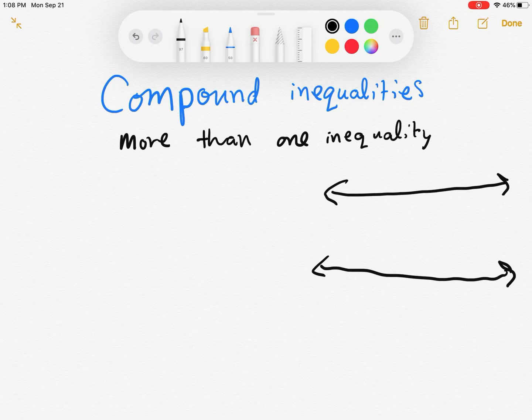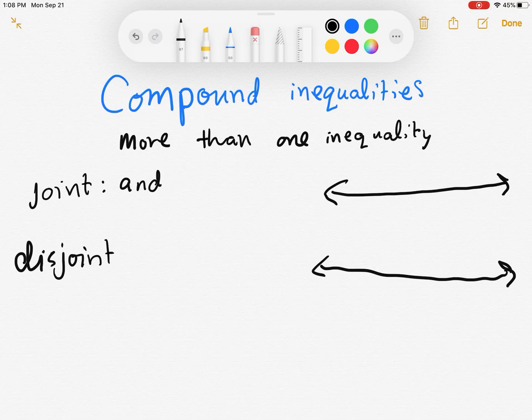There are two basic categories of compound inequalities. There are joint inequalities and disjoint. A joint is usually associated with the word and. Disjoint is associated with or.